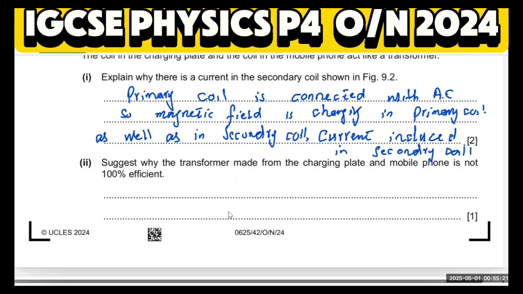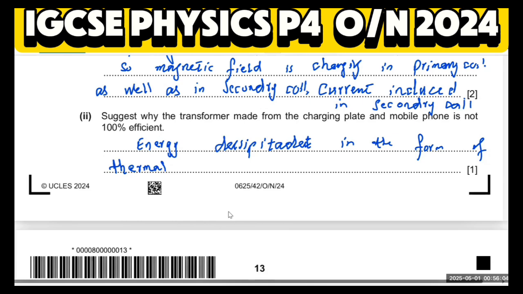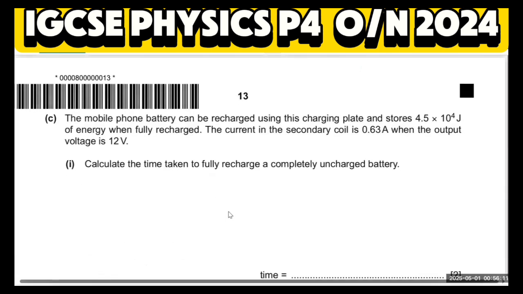Next question. Suggest why a transformer made from a charging plate and phone is not 100% efficient, because there is no iron core there. In the transformer, there is an iron core to increase the strength of the magnetic field. So some energy is transferred to thermal energy. There is 1 mark, so you will write energy dissipated in the form of thermal energy. Or you can write as well, there is no iron core, that's why the energy is lost. 1 mark, so 1 point is enough.